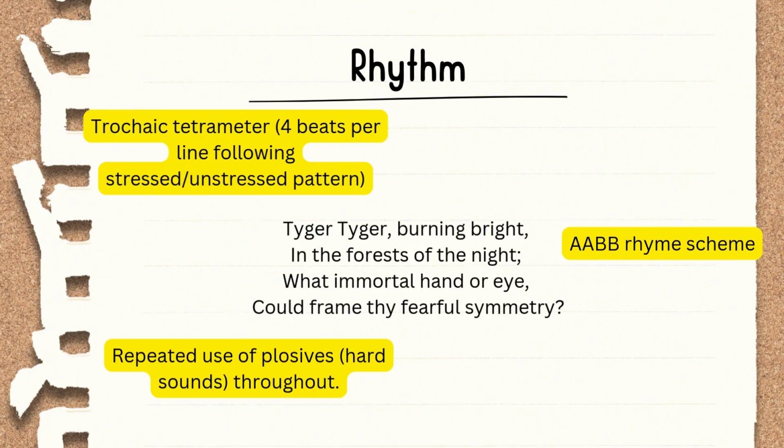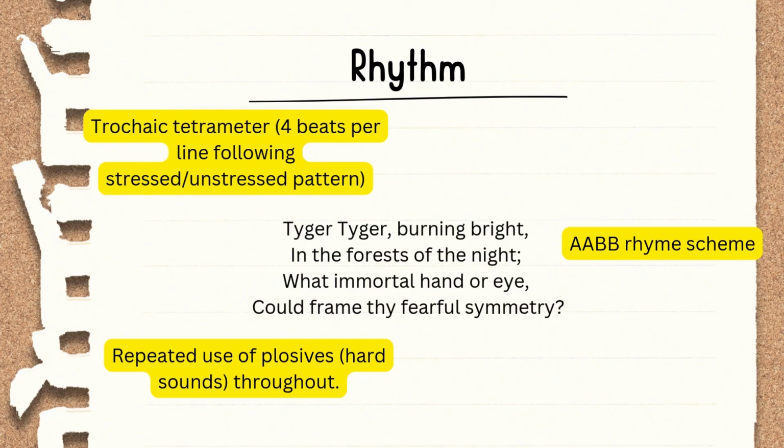So first of all, the poem uses something called, I can't say it, trochaic tetrameter. Now, a trochee is when you have two beats where the first one is stressed. Tiger, tiger. Okay, you may well in your studies have come across iambic pentameter, and an iamb is when you have two beats where the second one is stressed.